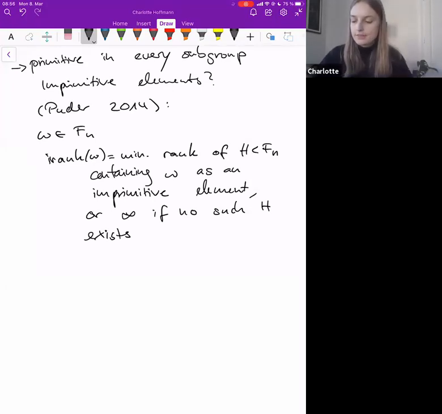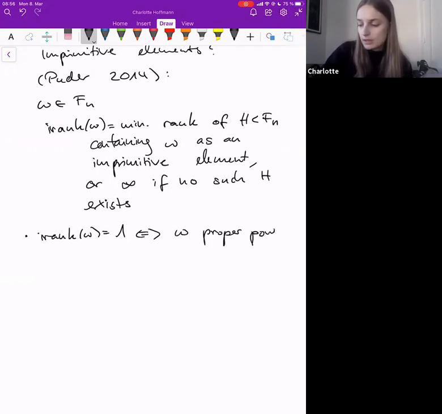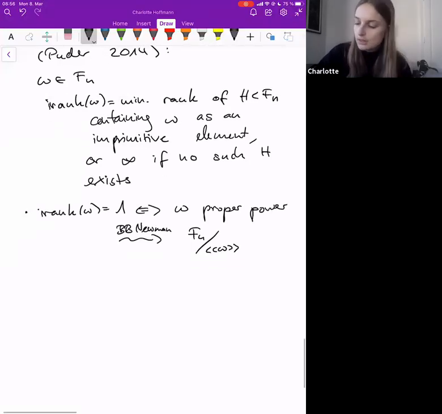Okay, so let's consider the values for the imprimitivity rank, where we already can say something about hyperbolicity. So first, if the I rank is equal to 1, then this means that the word is a proper power. So this means W is a proper power. But in this case, B. B. Newman has shown that the group is hyperbolic. So I can write the one-relator group like this. And so here we already know that the one-relator group that has the relator W is hyperbolic.